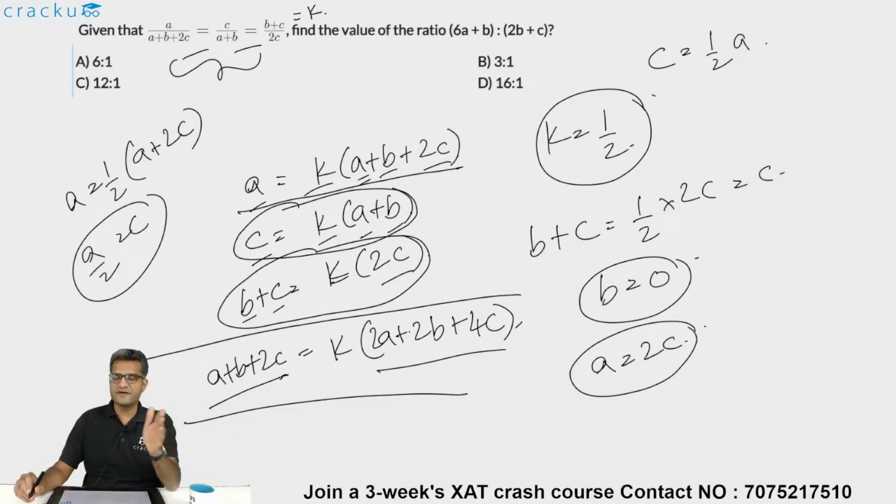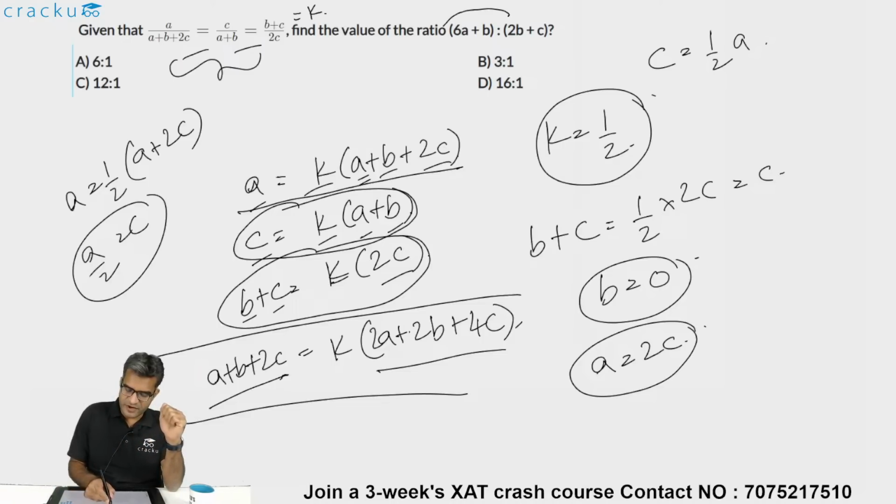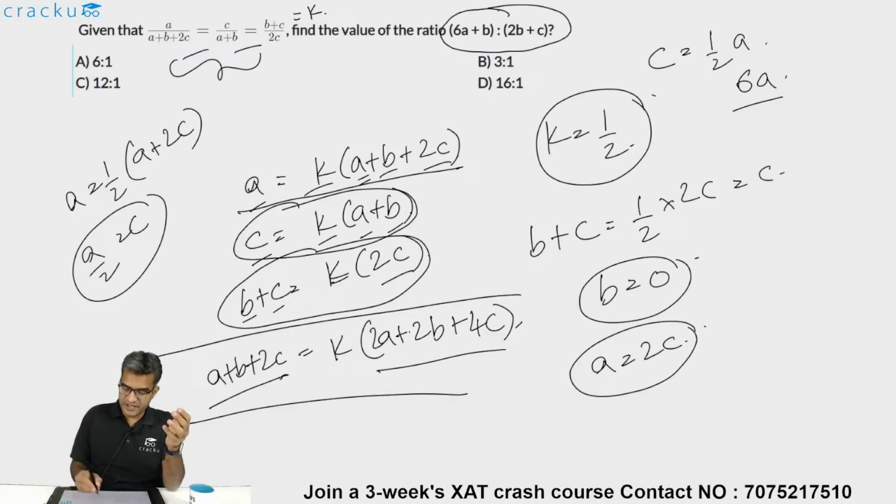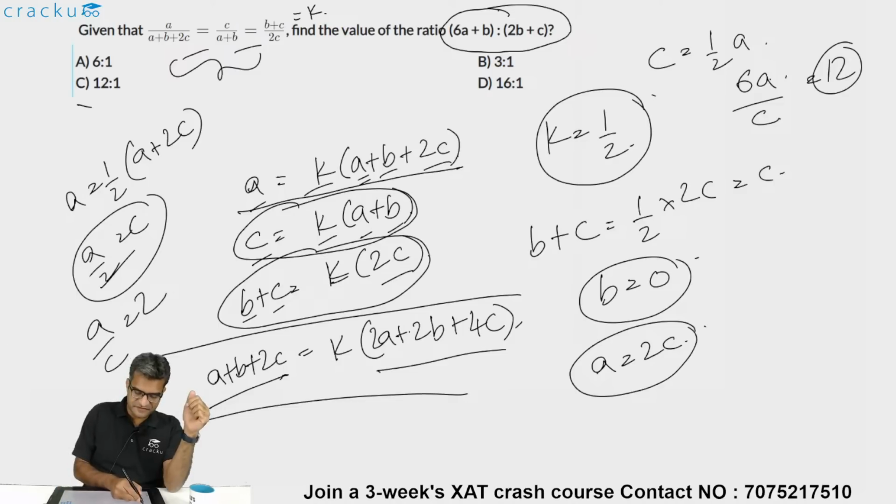So we can't calculate the value of a, b and c, but we are required to calculate just the ratio, which is 6a plus b, which will be equal to 6a, divided by 2b plus c, which is equal to c, because b is equal to 0. So the value of this ratio is a by c is 2. So this ratio will be 12. So the answer for this question is option C.